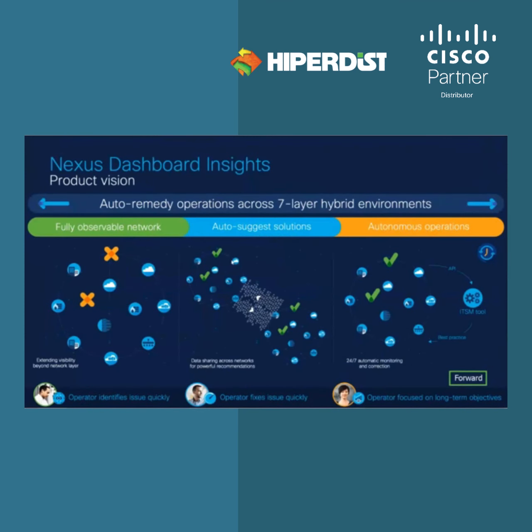So with the Nexus Dashboard, Insights product vision, we have auto remedy operations across 7 layers of the hybrid environment, which is a fully observable network, where operators can identify issues quickly, auto suggest solutions, operators fix the issue quickly, and we have autonomous operations. Operators focus on long-term objectives.